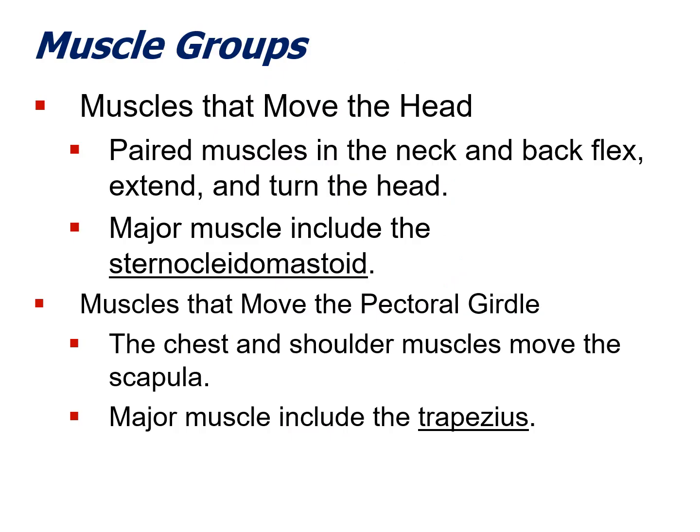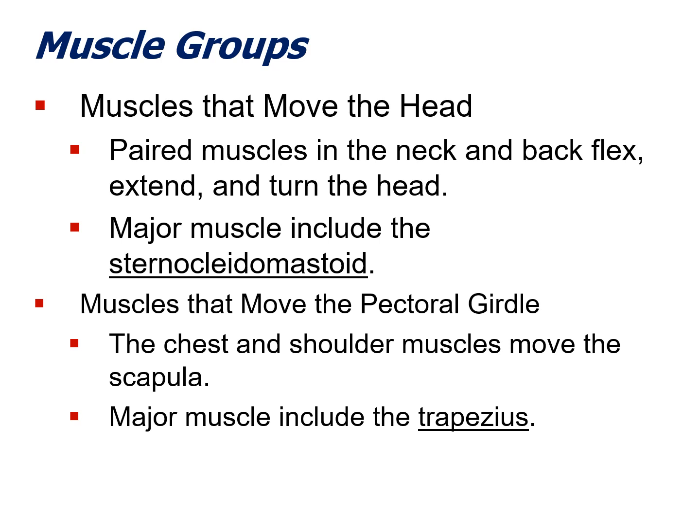All right, muscles that move the head. So there's a lot of paired muscles in the neck and the back that flex, extend, and turn the head. The major muscle that does this that we're going to discuss is the sternocleidomastoid. Remember we talked about that, the three attachment points being the sternum, the clavicle, and the mastoid process of the temporal bone of the skull.